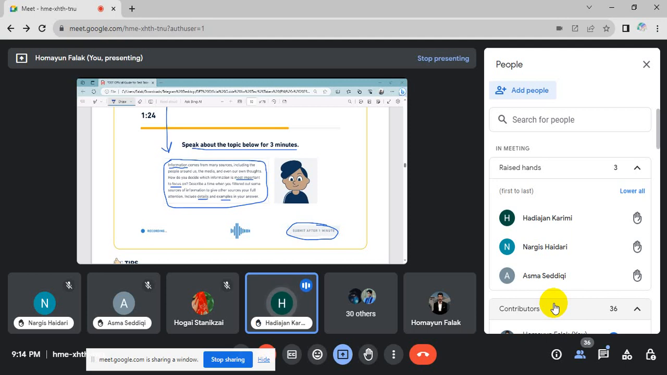So I don't want to talk too much. To sum up, when we want to collect information, we should always focus on the source, on the date, and also on how this information has been collected and conducted. Okay, thank you so much.